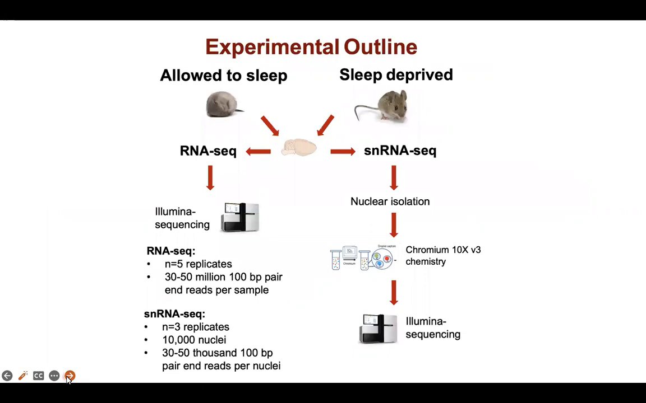We began by separating mice into two conditions: those who were allowed to sleep, also referred to as our home cage samples, and those who were sleep deprived. We collected prefrontal cortex tissue from both, and then went on to do both RNA-seq and single nuclear RNA-seq. For our RNA-seq samples, we had replicates of 5, each with 30 to 50 million 100 base pair end reads. For our single nuclear RNA-seq samples, we had replicates of 3, each with 10,000 nuclei, and we had 30 to 50,000 100 base pair end reads per nuclei.